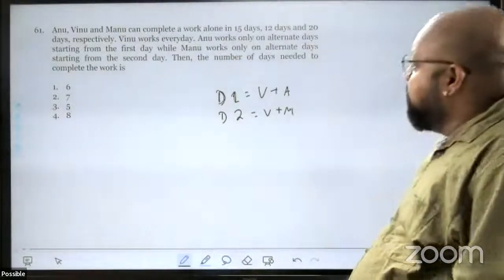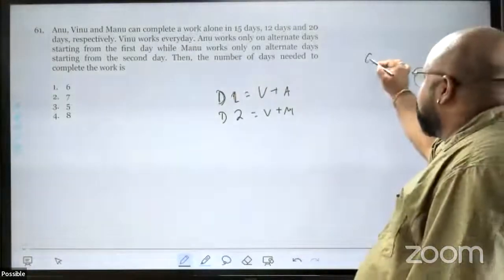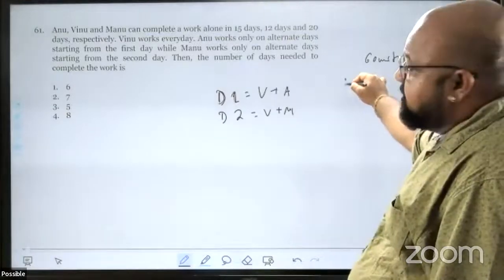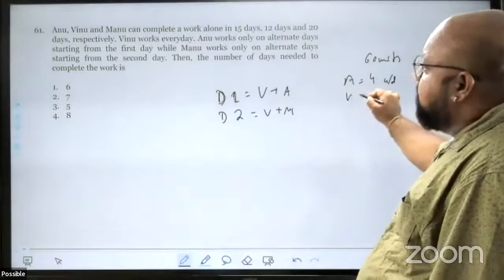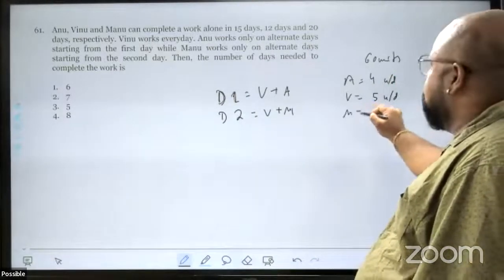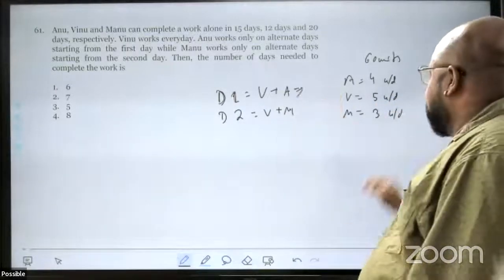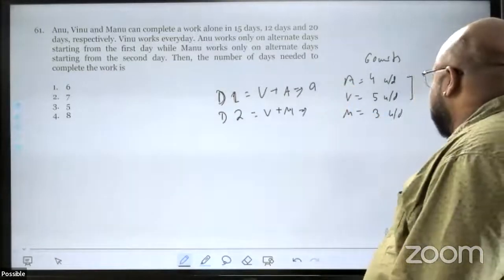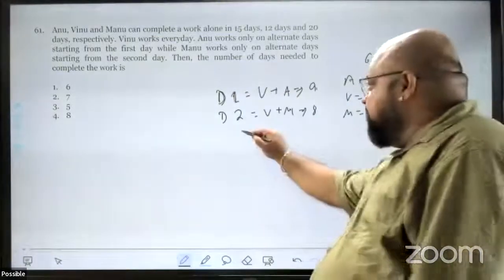Now, since their number of days for each of them is given as 15, 12, and 20, I take the work to be of 60 units, and therefore their efficiencies, that is, efficiency of Anu will come out to 4 units per day, efficiency of Vinu will come out to 60 by 12, 5 units per day. That of Manu will come out to 60 by 20, which is 3 units per day. And therefore, on day 1, the amount of work done is V plus A, which is 9 units. Day 2, V plus M, which is 8 units. So in 2 days, 17 units will get done.